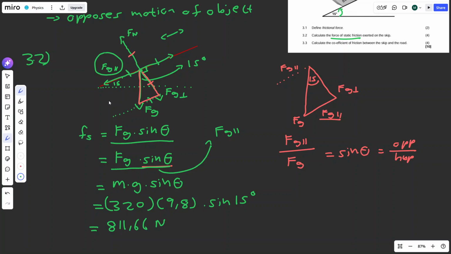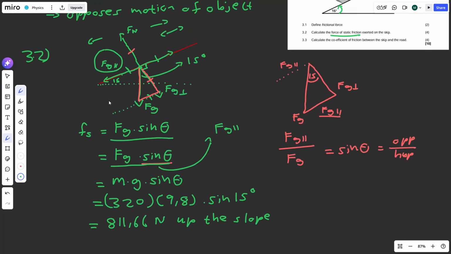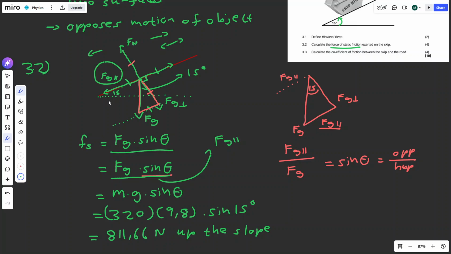So Fg parallel acts down the plane and our frictional force acts up the plane. So now we specified 811.66 newtons, and then we indicate is it up the plane or down the plane. So we'll say it's up the slope. And when you're doing calculations, you can set your direction. You can say we choose up the plane to be positive and down the plane to be negative.